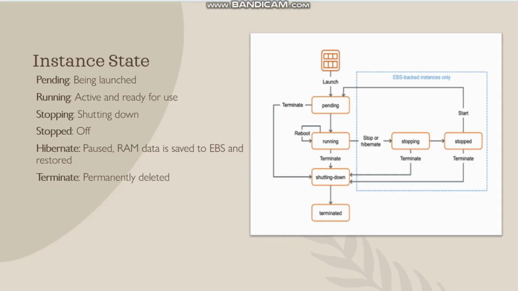Hibernate means it is like an instance in a paused state, which means in hibernate the RAM data is saved to the attached EBS volume storage. So in the hibernate state, it will restart the instance quickly compared to the start state. The data is permanently stored in the EBS. And the terminated state means the instance is permanently deleted.